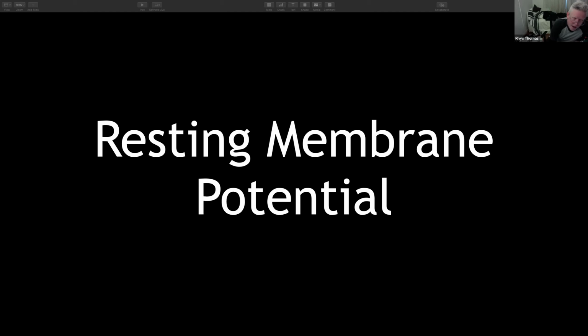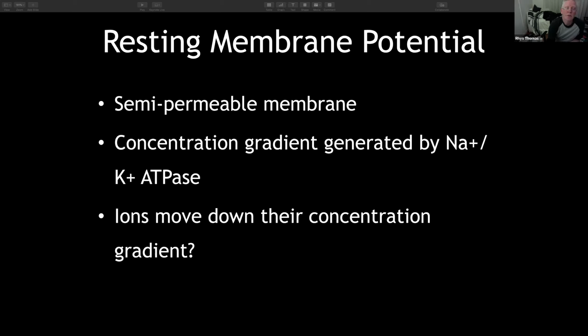Let's have a look here, just checking my notes. Actually, we might go on to the next slide. This is just a summary slide. So the three main points there: semi-permeable membrane, the concentration gradient generated by the sodium-potassium ATPase, and then the ions move down their concentration gradient. I don't know why I've got a question mark at the end of that point. Just going through my notes again, semi-permeable, ATPase, yes.